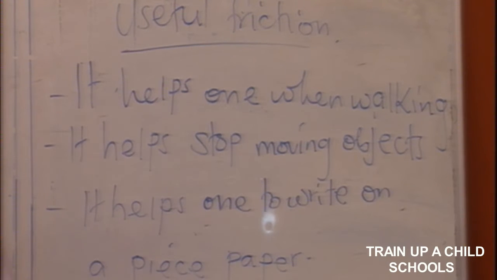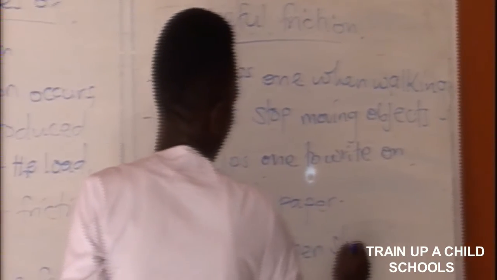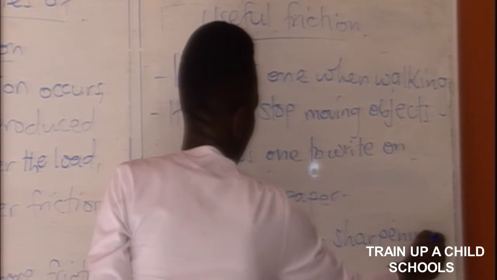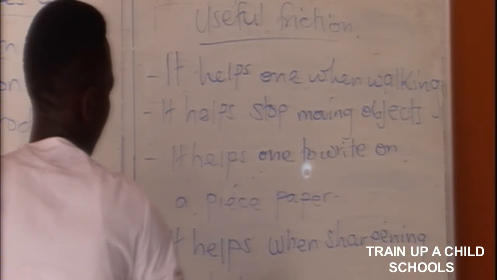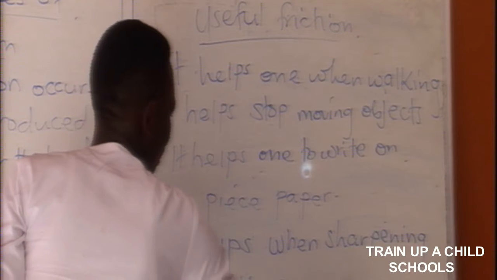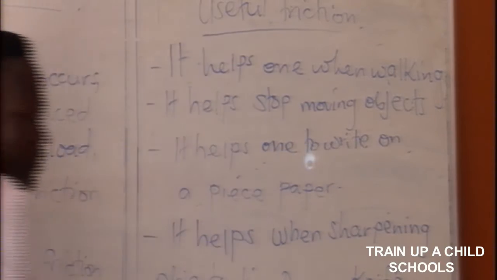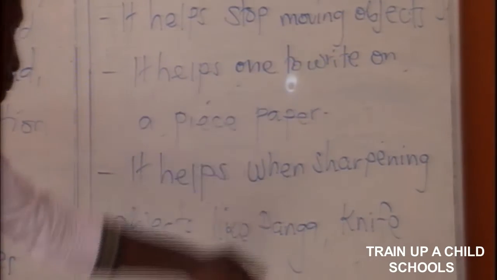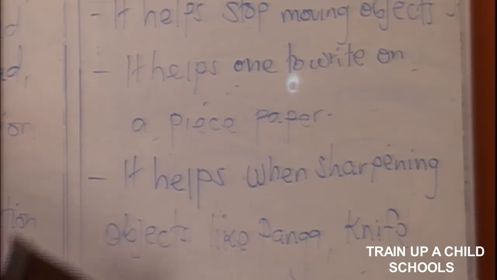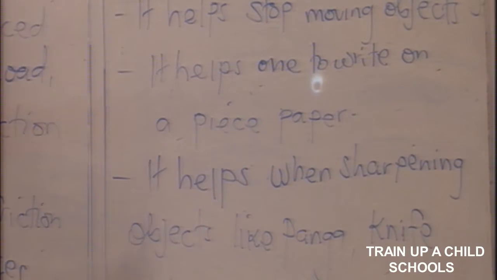We also have, it helps when sharpening objects, like a panga, when someone is sharpening a knife, etc. There are many objects that we can sharpen. As we are sharpening using a file, friction will take place, and that friction is the one that will enable this object to become sharp. That's one of the uses of friction.